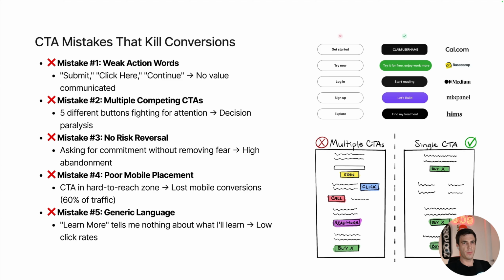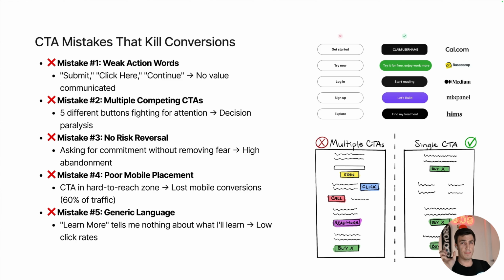Now we're going to break down some common call to action mistakes that are going to kill your conversions. The first one would be weak action words. Words like submit, click here, or continue. You're not communicating the value of what they're going to get. Be as specific as possible to ensure that you're communicating that value. Second mistake would be multiple competing call to actions. If you have 5 different buttons that are all fighting for attention, it's hard for the user to decide what to do.